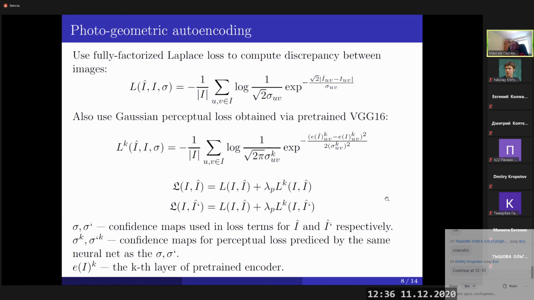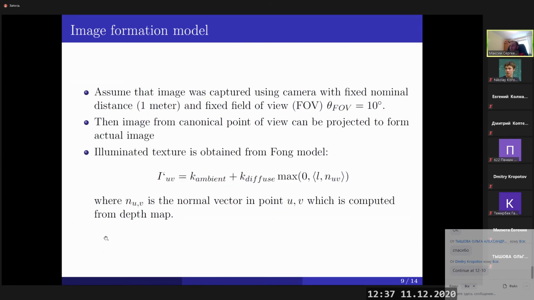So how do we compute losses? First of all, already 10 minutes passed, so please come to the end quite shortly. Yes. We use some fully factorized Laplace loss as discrepancy between images, and we use Gaussian perceptual loss using a pre-trained VGG model. So also we use some confidence maps that we also predict with our end-to-end model.